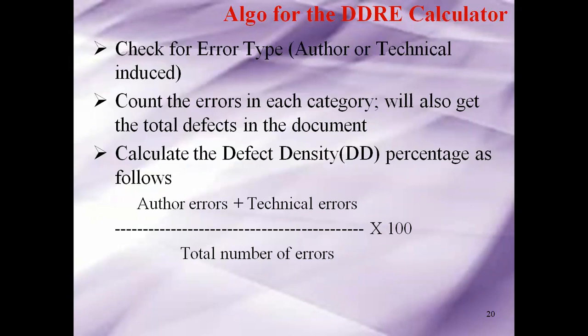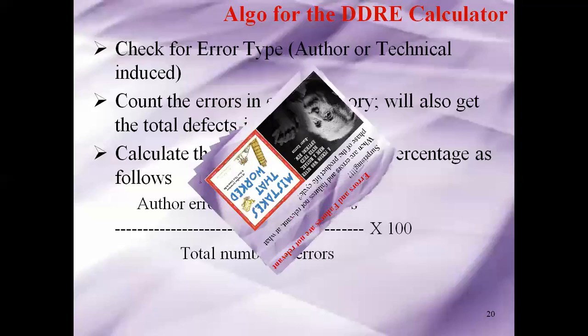We'll also get the total defects in the document, right? And then calculate the defect density percentage as follows. Author errors plus technical errors divided by the total number of errors in the product, or as I told you, the different formula you can convert it. Remove the technical errors, only author errors divided by the total number of errors. That's why I didn't give you whether it is in the software or in the documentation. I just gave it as total number of errors. Total number of errors in the documentation into 100 will give you the defect density percentage. All right.